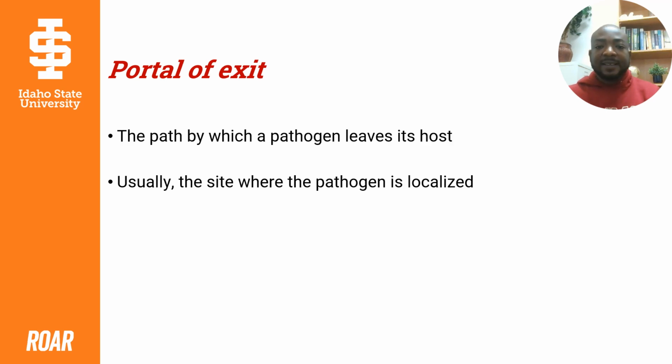So next is the portal of exit, which is the path by which a pathogen leaves its host. The portal of exit usually corresponds to the site where the pathogen is localized. For example, influenza viruses and Mycobacterium tuberculosis exit the respiratory tract, schistosomes leave through the urine, Vibrio cholerae through feces, and so on. Enterovirus 70, a cause of hemorrhagic conjunctivitis, leaves through conjunctival secretions.